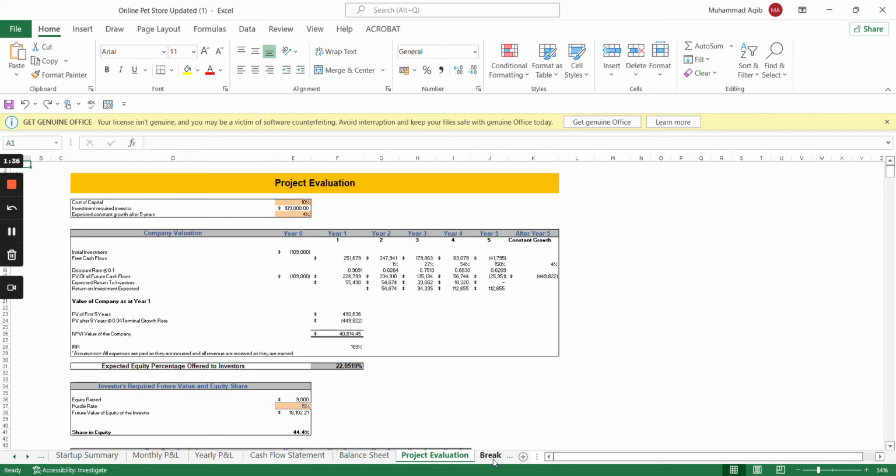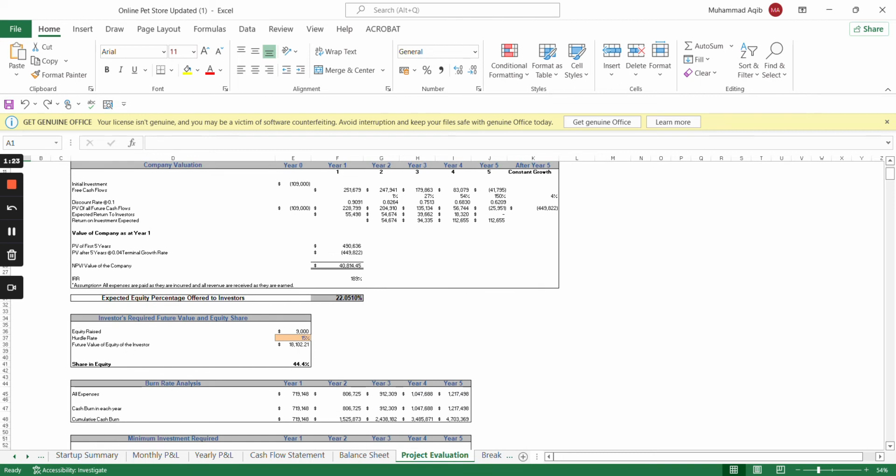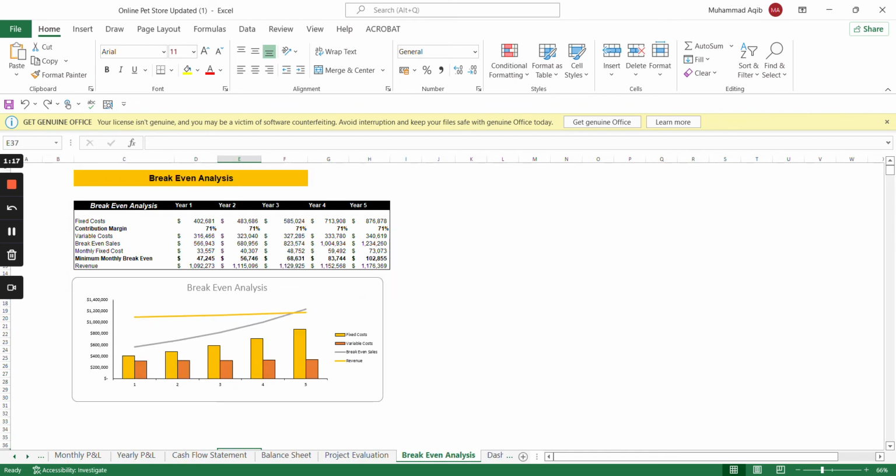Furthermore, moving on to the project evaluation, this will allow the company to value its performance as well as the valuation of the company. Furthermore, this will also allow a company to know the burn rate or the cash burn that takes place each year. Furthermore, break-even analysis tells the company the break-even sales it has to make in order to avoid making losses on a yearly basis as well as monthly.